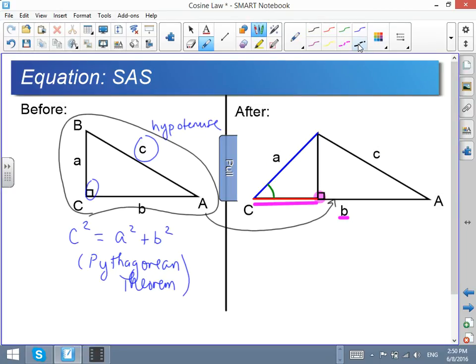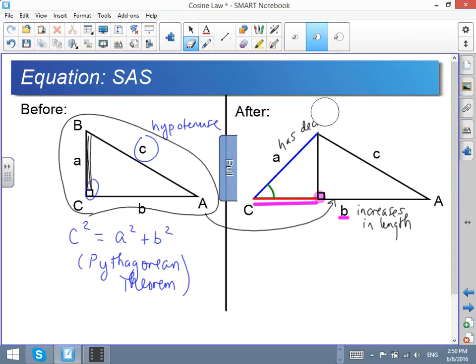Well, the length of B has increased. So B has increased in terms of its length. What else changes? Well, look at side A. Over here, we have it as this length. But now that we've pulled out angle C, you can see that A has decreased. Or sorry, has increased. My apologies. It's now the hypotenuse of a smaller right triangle. Let's try that again. So A has increased in size.